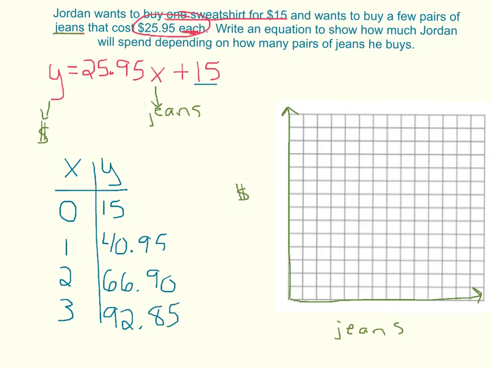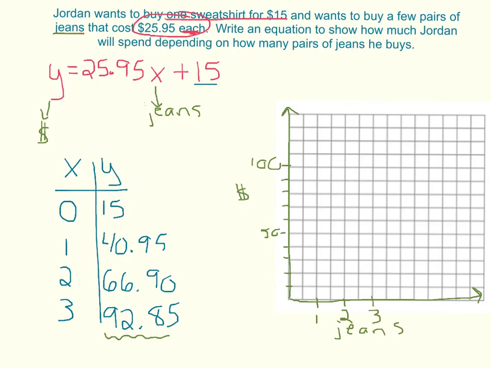Let's think about how we're going to label our graph. For jeans, we can count by ones, and you can even, to spread your graph out if you want, go over by twos, but really count by ones. 1, 2, and 3. And then we want to get up to almost 100, so you can even count by tens up to 100. 10, 20, 30, 40, 50, 60, 70, 80, 90, 100. So let's plot all of the points.